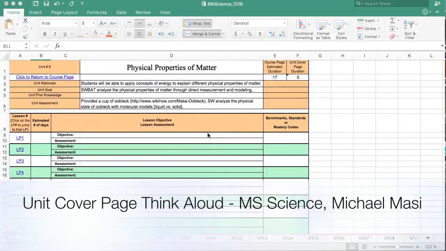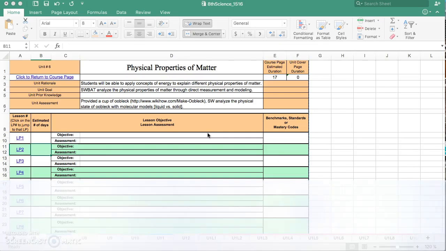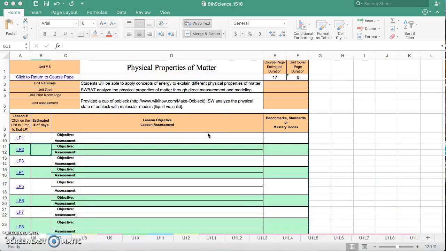All right, so when we get to our cover page, we want to think about how we are going to build our students to the unit goal. So when we're looking at this one, we're looking at 8th grade science, physical properties of matter. This comes as a spring semester unit, so you'll notice my unit goal is: student will be able to analyze the physical properties of matter through direct measurement and modeling, so pushing to that higher level of Bloom's.